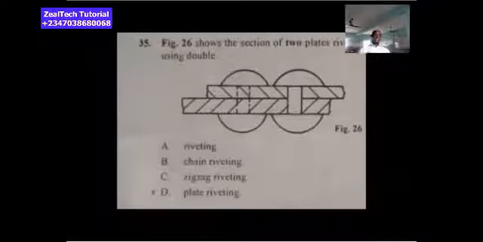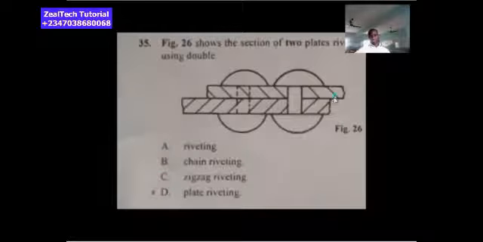Number 35, figure 26 shows a section of 2 plates riveted using a method called zigzag riveting. This is it. It's not plate riveting. This is wrong. This is zigzag riveting. The answer is C, zigzag riveting.